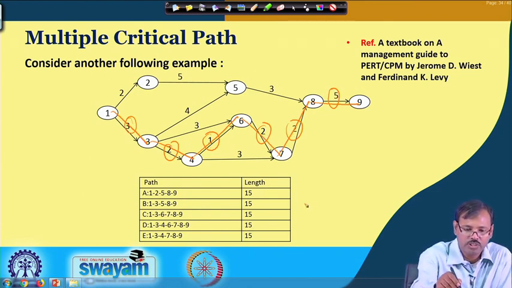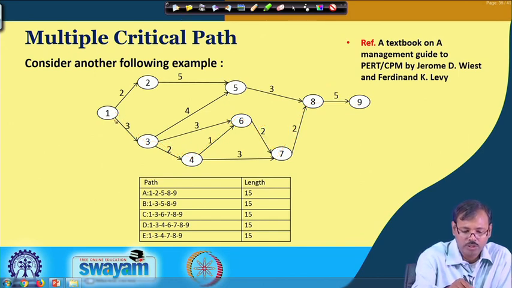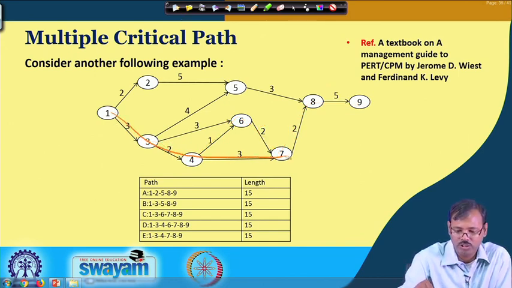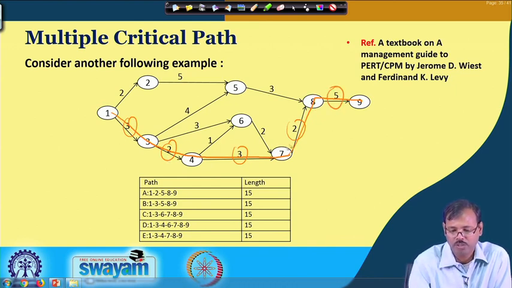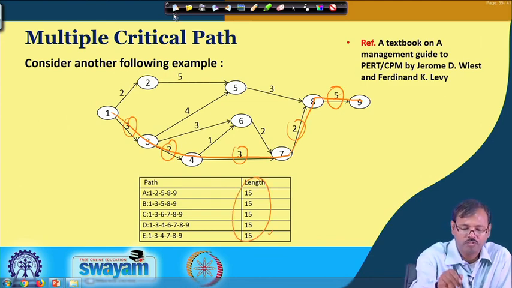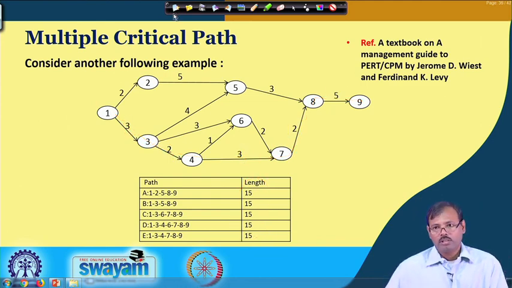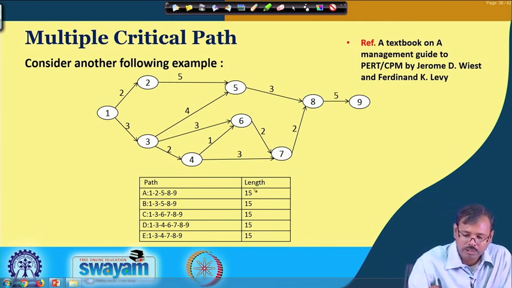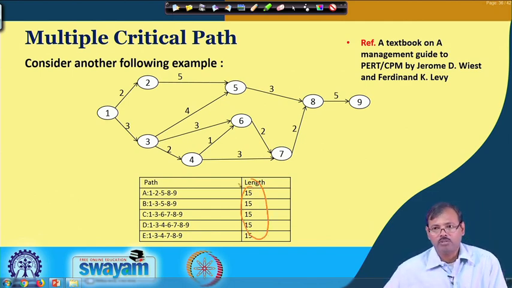So, again the total length is coming 15, and if you see the last one, the E path 1, 3, 4, 7, 8, 9. So, this is 3 plus 2 plus 3 plus 2 plus 5, that means 3 plus 2 is 5, 5 plus 5 is 10, 10 plus 5 is 15. So, all the paths are now coming 15. So, that means all the paths are critical now, and we have to give intense care to the optimization of all these works.